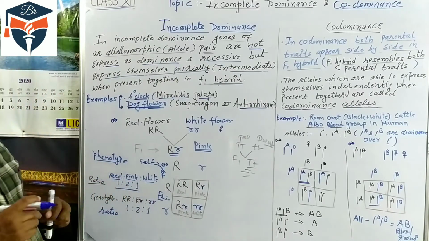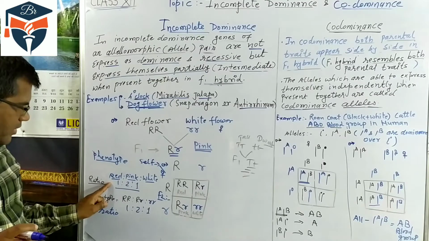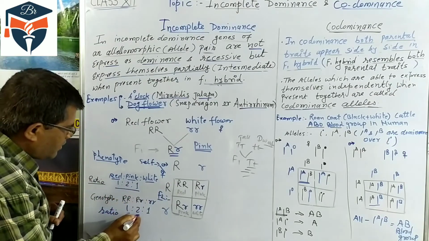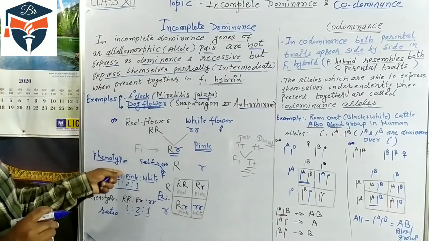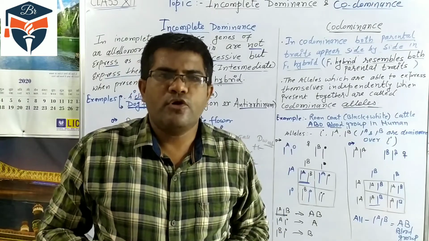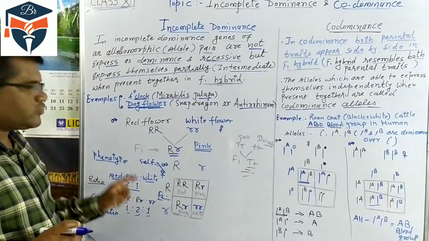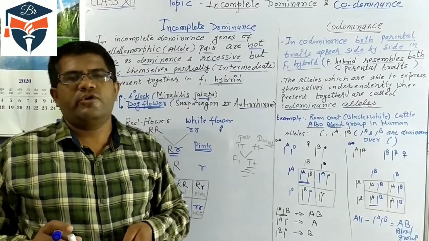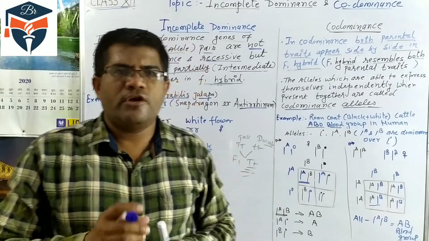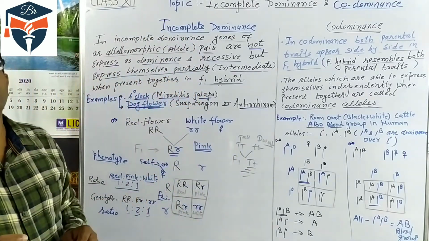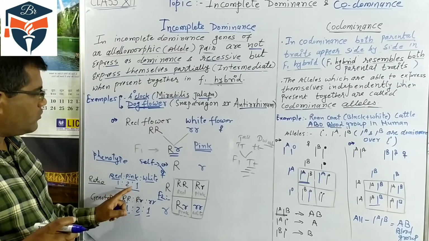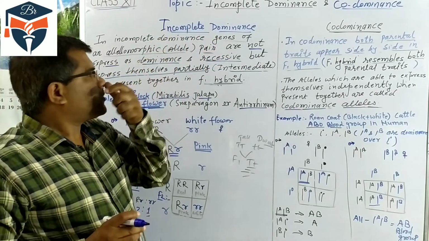It is 1:2:1. Genotype here also comes 1:2:1. So this is the only class where the phenotype and genotype ratio are the same, 1:2:1. This type of question is asked in the board examination: describe or depict a class which shows the phenotype and genotype ratio the same, 1:2:1. So in incomplete dominance, what to remember?